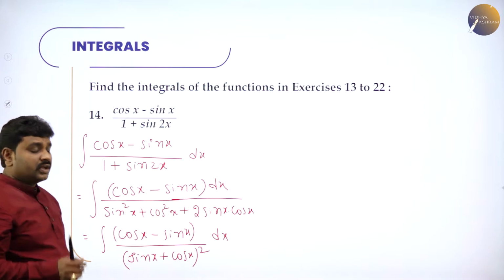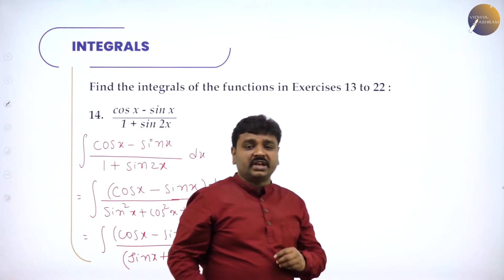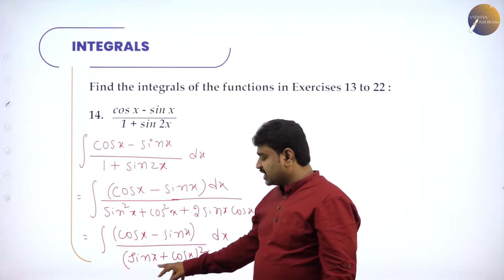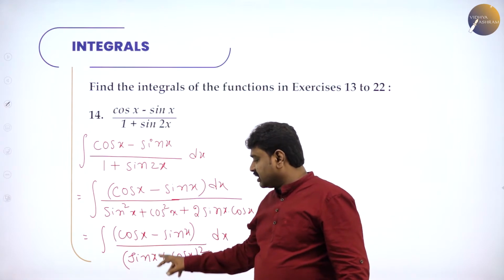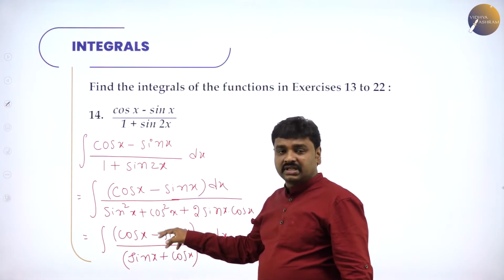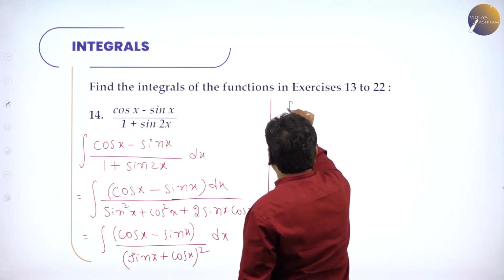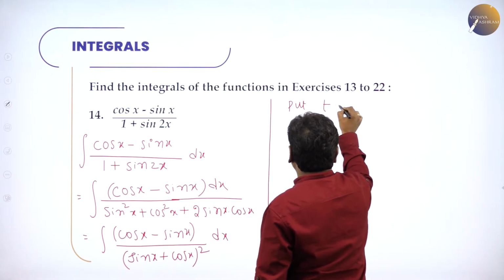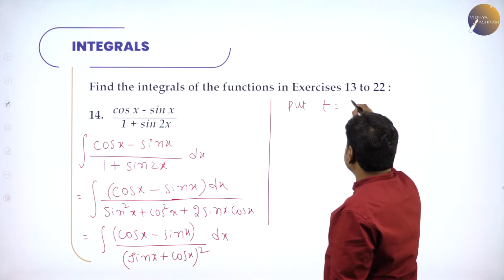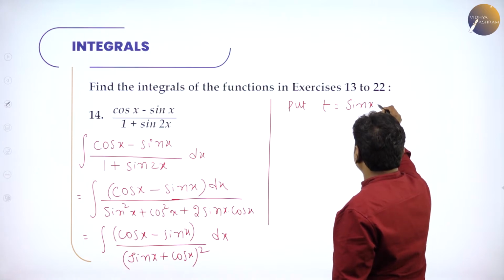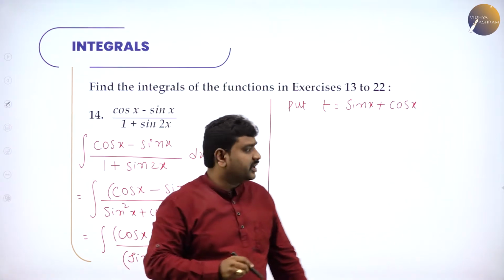Now observe: if you take a part of the function as t, when you differentiate you should get the remaining part. Whatever is present inside the bracket, sin x plus cos x, if I take it as t, what is the derivative of sin? Cos. What is the derivative of cos? Minus sin. So we do the method of substitution. Put t equal to the bracketed term in the denominator, sin x plus cos x. Differentiate, and you will get the numerator.